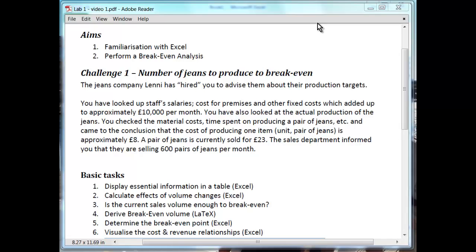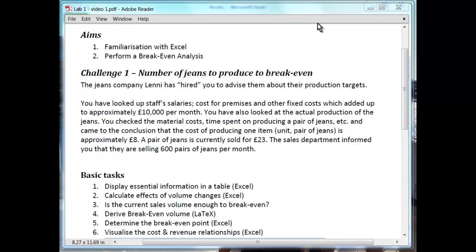Hi, welcome to this management science tutorial entitled Break-Even Point Analysis. So the scenario is like that. We've got a company which produces jeans, and we would like to find the number of jeans that we have to produce to break even.